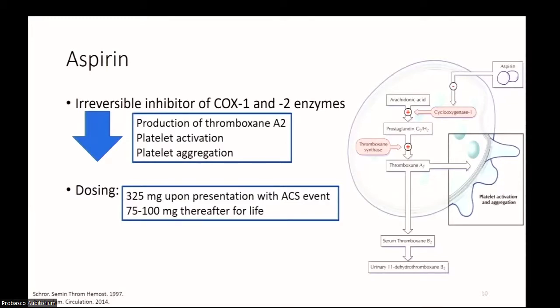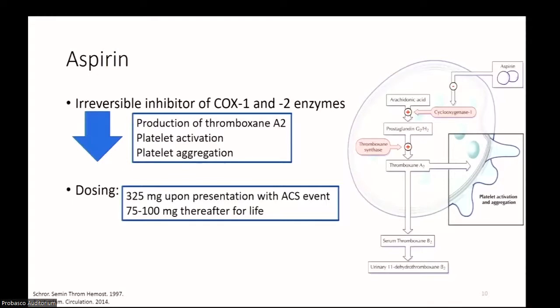And so what this does is it leads to an increase in production of prostaglandins, such as thromboxane A2. And thromboxane A2 is produced by activated platelets during hemostasis and has prothrombotic properties. So it stimulates activation of new platelets as well as increases platelet aggregation. And so by using aspirin to inhibit COX-1, we can actually decrease platelet activation and aggregation.